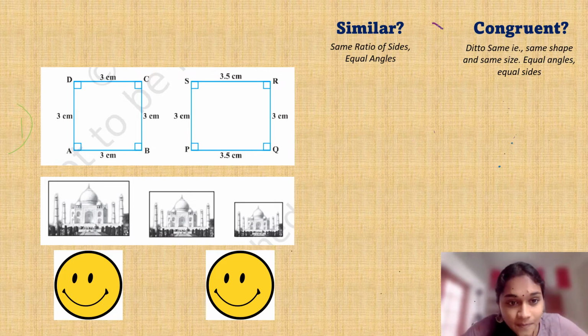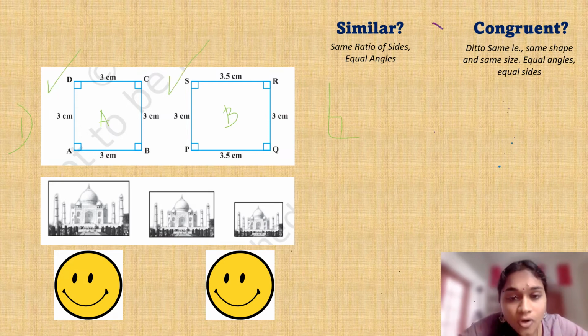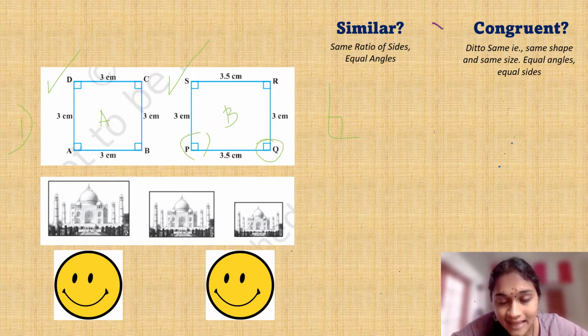Okay, let's do it together. First question is, let's look at this figure. Let's name it A. Let's name this B. Now in A, you can see that all the angles are 90 degrees. This kind of representation with the square means the angle is 90 degrees. Since in this figure also they're all 90 degree angles, we can conclude that these two figures have the same angles. So equal angle is met.